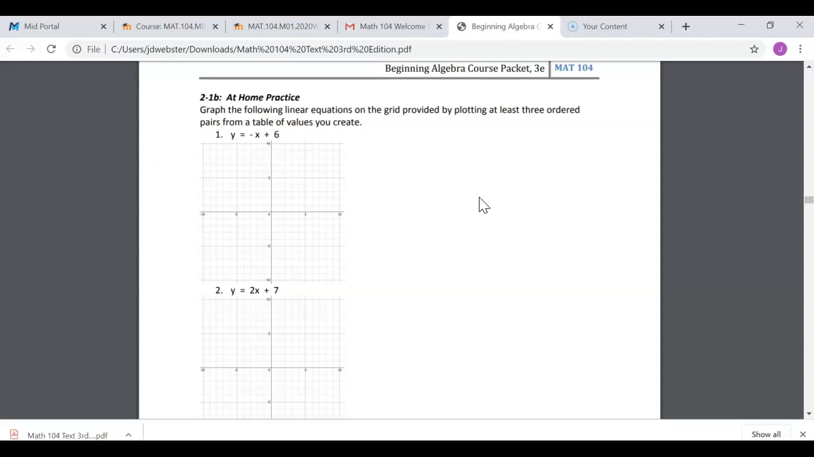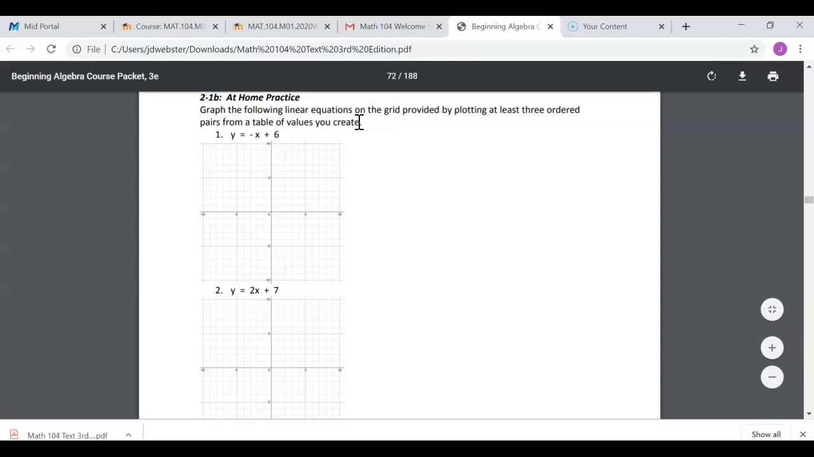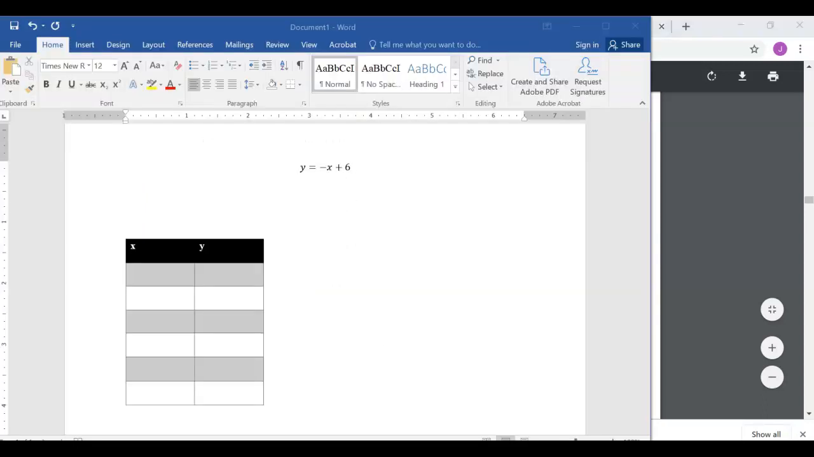All right, 2-1B at-home practice problems. You can see here it asks us to graph the linear equations by providing at least 3 ordered pairs on a table. You can do this by points as well. And then graph the line on the grid. So we're going to look at y equals negative x plus 6.